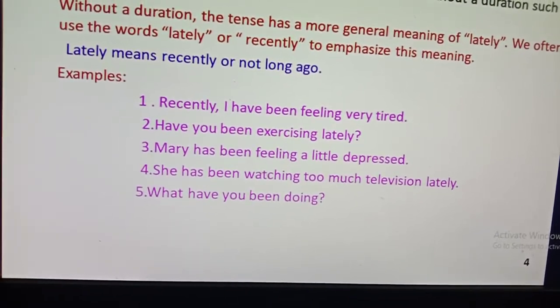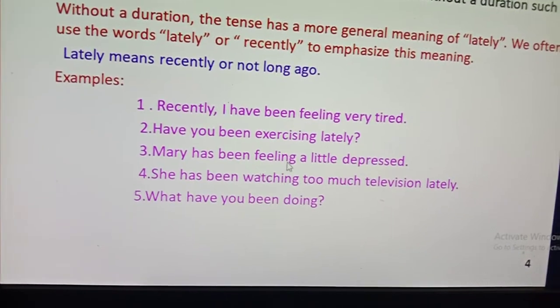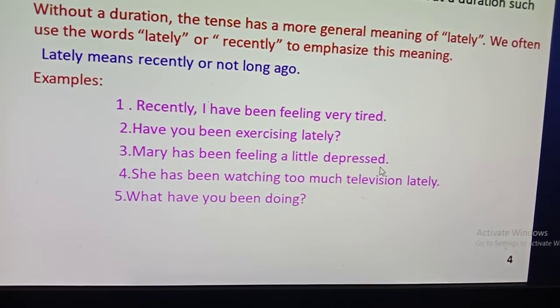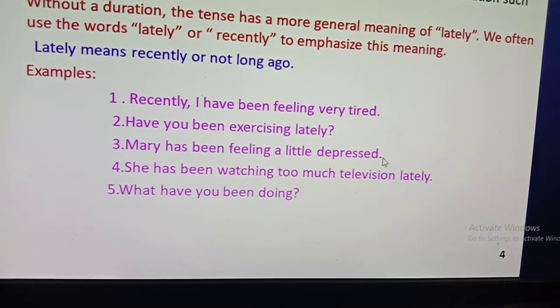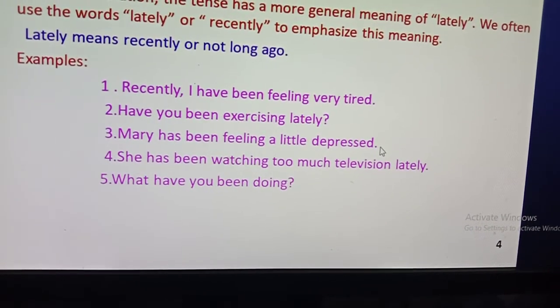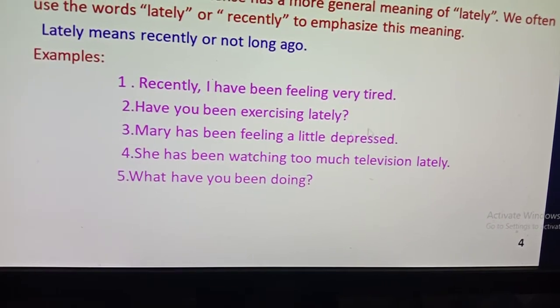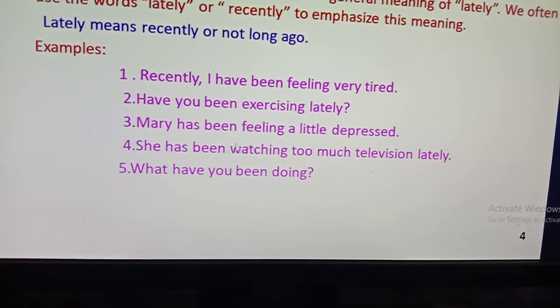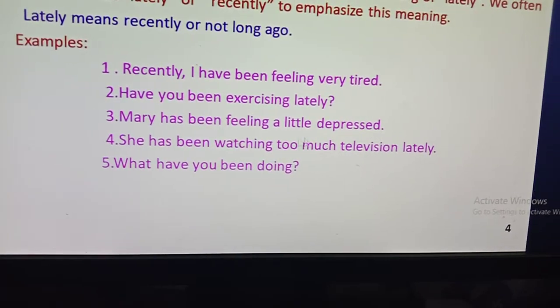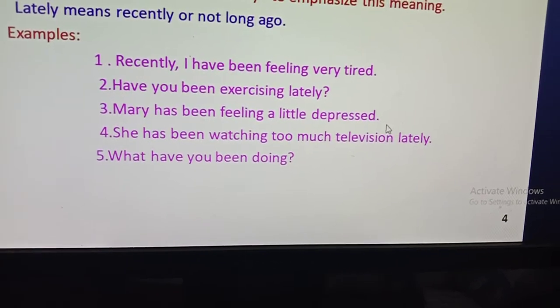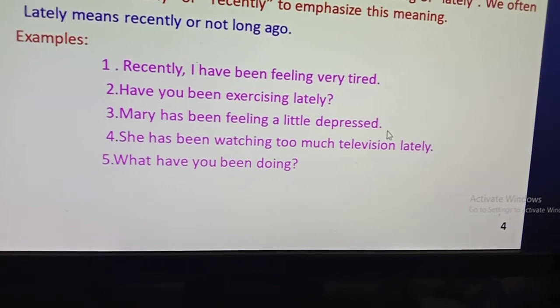Okay. Then number 3, Mary has been feeling a little depressed. Here you can see that I have not written lately or recently. You have to understand it by reading the meaning of the sentence. Mary has been feeling a little depressed. That means Mary has been feeling a little depressed recently. So this is a recent action also.